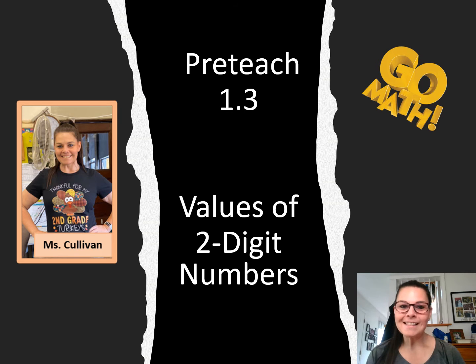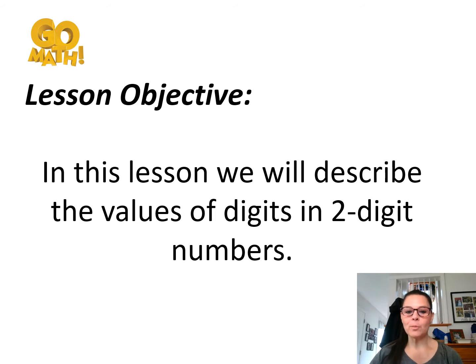Hi boys and girls, it's Miss Cullivan, and today I'm going to talk to you a little bit about finding the values of a two-digit number. So we're going to describe the values of a two-digit number. A two-digit number is a number that has two digits. Remember that vocabulary word, digits? So it has two numbers like 25, 32, 91. So they're bigger than 9.